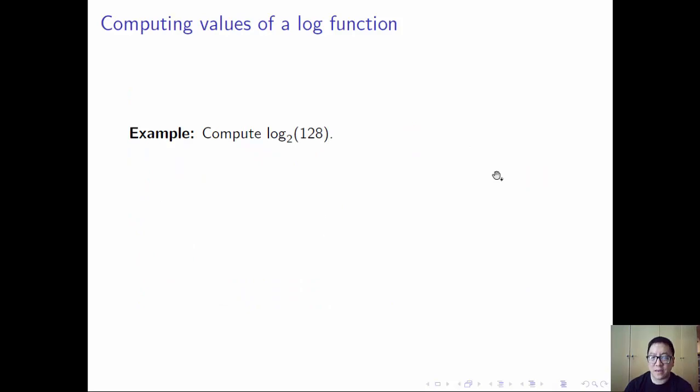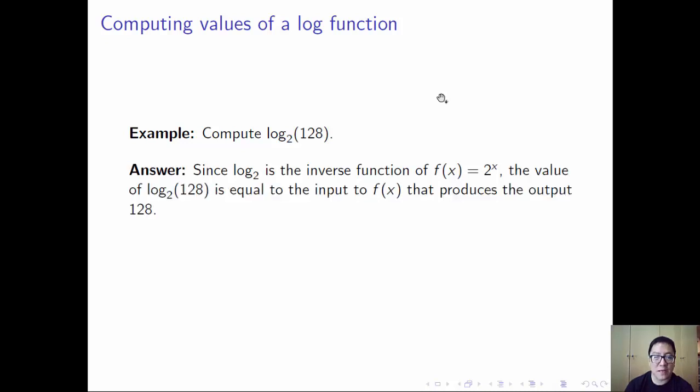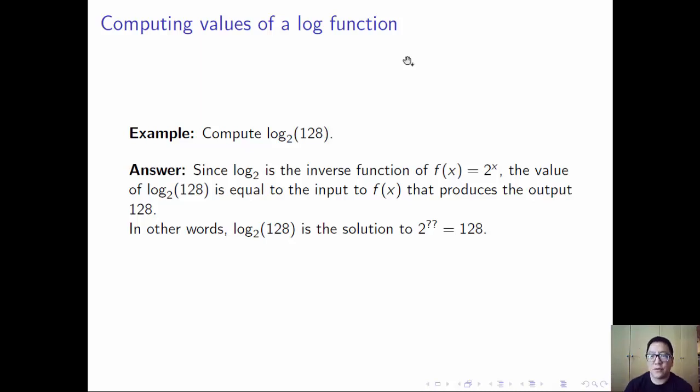Okay, so to look at a concrete example, which I hope will illuminate the definition, let's figure out what is the log of 128 to the base 2. Well, since log to the base 2 is the inverse function of f of x equals 2 to the x, the value of log of 128 to the base 2 is equal to the input to f of x, the forward function, that produces the output 128. That is, the value of the inverse function at 128 is the input to the forward function that produces the output 128. In other words, the log of 128 to the base 2 is the solution to 2 to the power of something equals 128. And after some trial and error, you might eventually see that 2 to the 7th is 128.